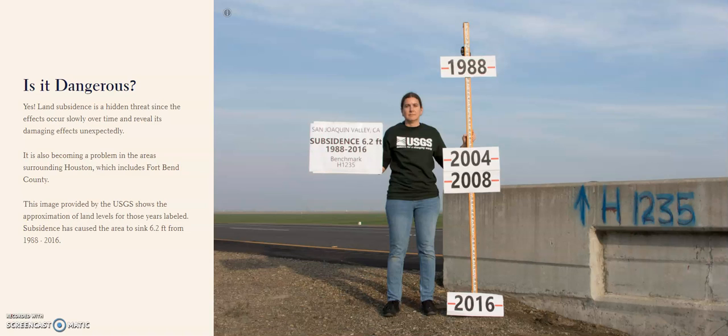Subsidence is dangerous because it's something that happens slowly over the course of time. If you look at the image here, the level of ground has drastically changed since 1988. In 1988, the ground used to be up here. As of 2016, the land has sunk 6.2 feet over here. This is an issue that is occurring in and around the Houston area, which also includes Fort Bend County.